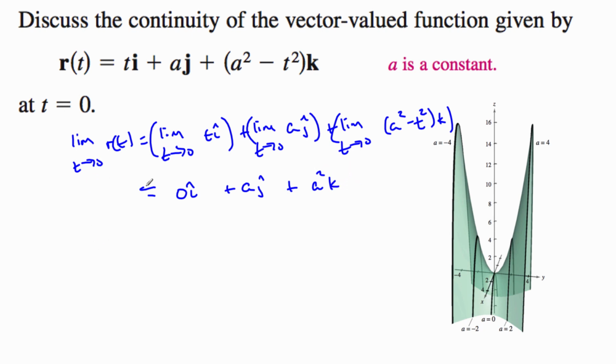Now, the limit exists. What is r of 0? Well, that's 0i plus aj plus a squared k. Since r of 0 exists, and the limit as t approaches 0 of r of t equals r of 0, those are the same, then we say that the function is continuous.